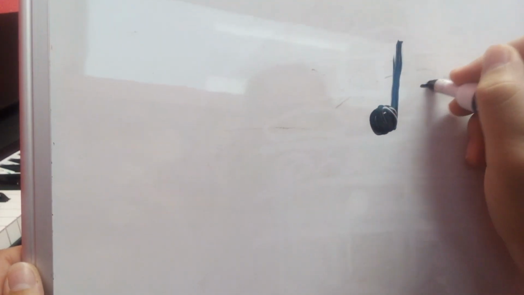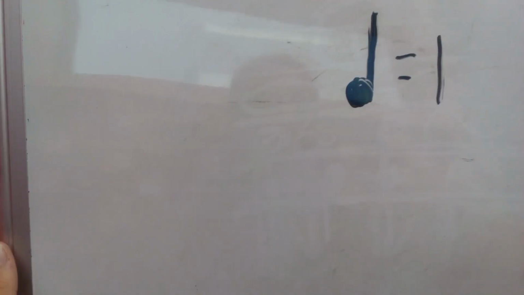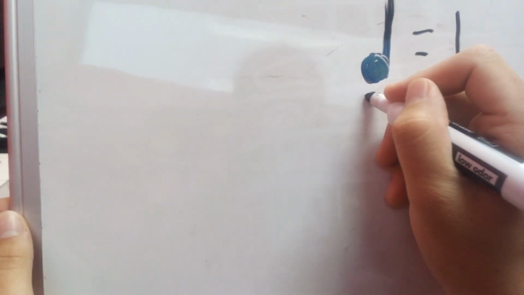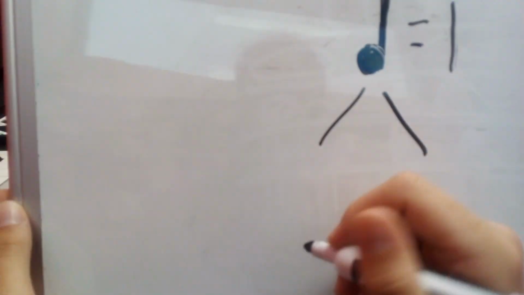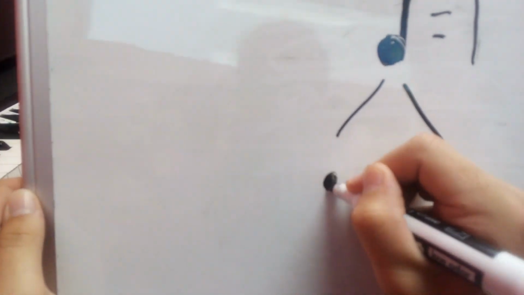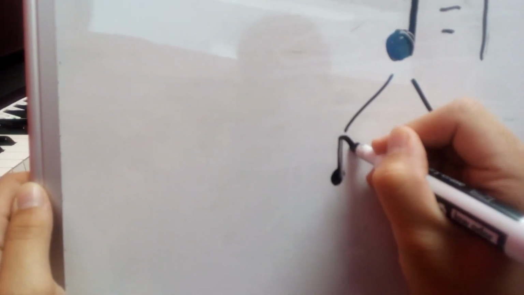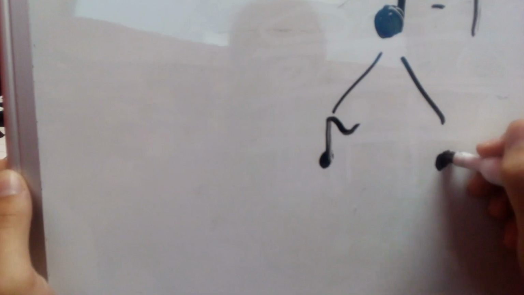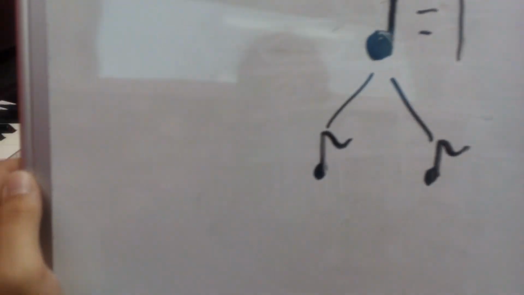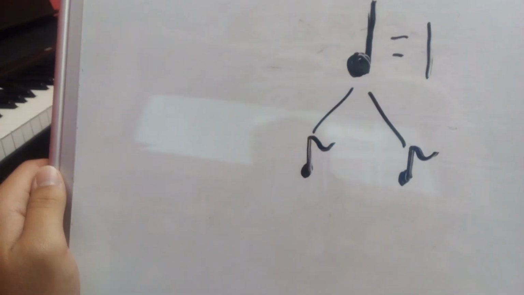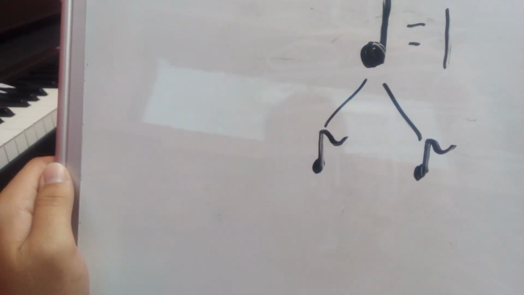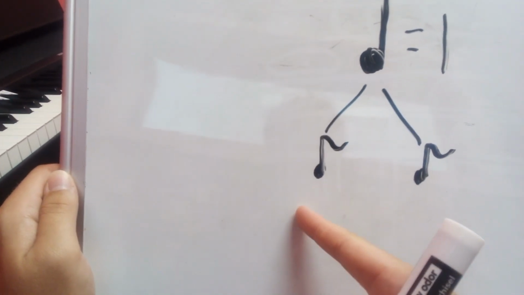But what about notes that are smaller than 1 beat? Well, music takes care of that too. So if we remember, our quarter note is worth 1 beat. However, we can split that up further, and we get an eighth note, which is worth half a beat. Now, individually, by themselves, an eighth note looks like this.